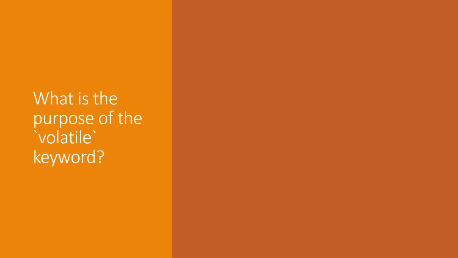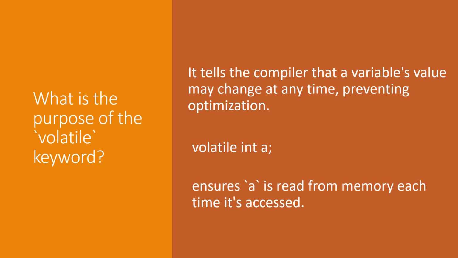What is the purpose of the volatile keyword? Volatile keyword tells the compiler that a variable's value may change at any time, preventing optimization. So the compiler will take care that this particular variable's value may change at any time, that can be while running the program. So volatile integer a ensures a is read from memory each time it is accessed.